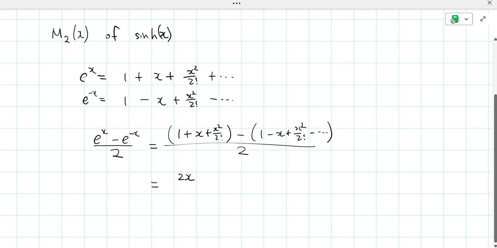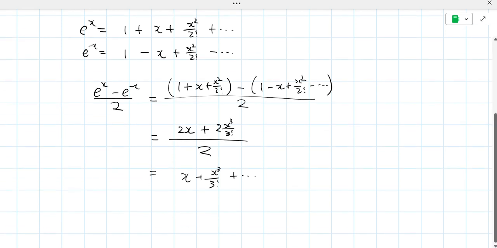Plus 2x, and then the next one would be 2x squared over x cubed over 3 factorial, was it? Divided by 2. So it's just x plus x cubed over 3 factorial. Plus, I think we can see the pattern already. What will be the next term? X to the power 5 over 5 factorial. Only the odd terms, yeah. Interesting.